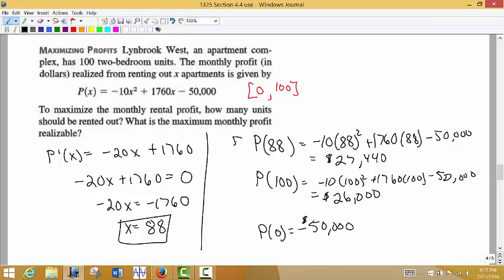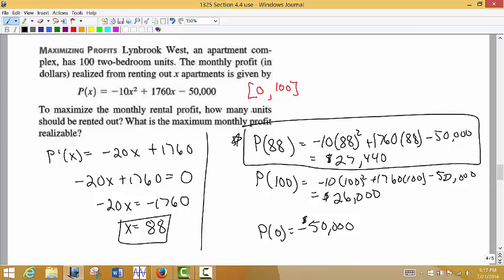So if we rent out 88 apartments, it looks like that would be our optimal solution here. We should rent out 88 apartments so we can make a maximum profit of $27,440.